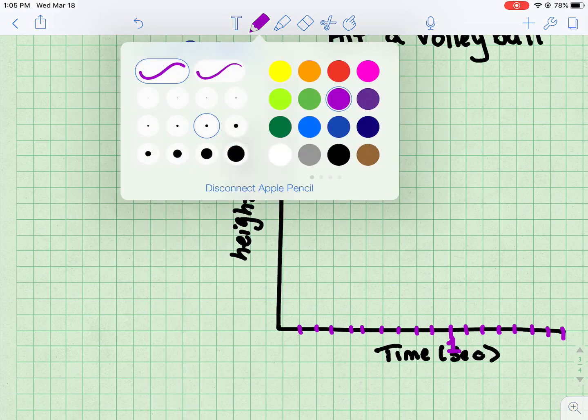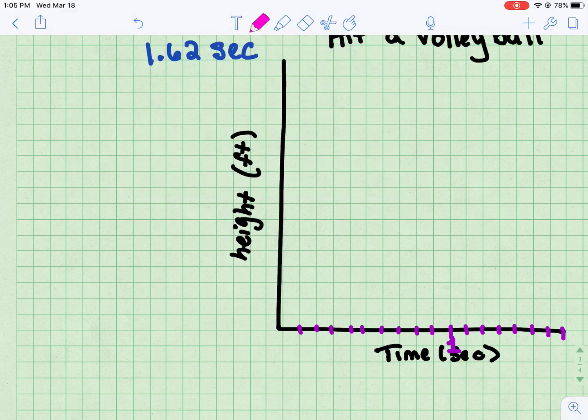So we could actually mark that it hits at 1.6. We got 1.62, so I'm going to go 1.6. 1, 2, 3, 4, 5, 6, and a little bit. That's where we hit the ground. That's where our parabola ends.